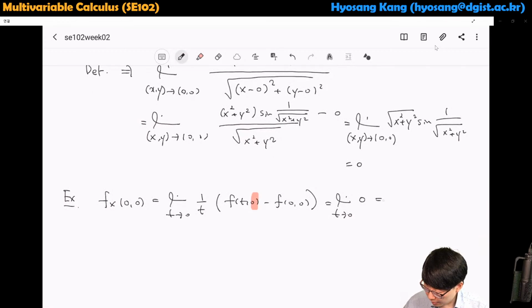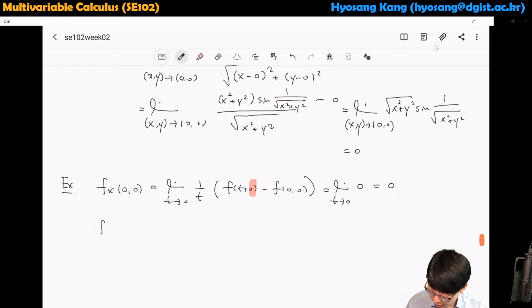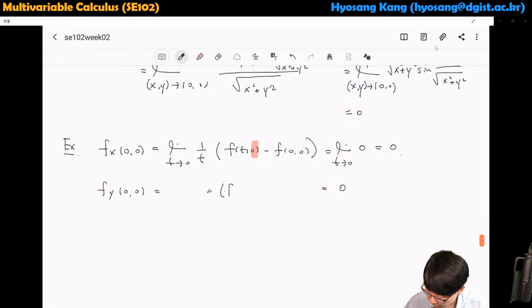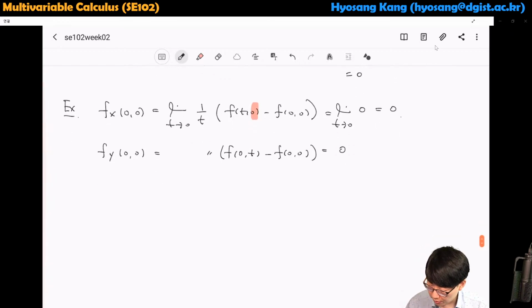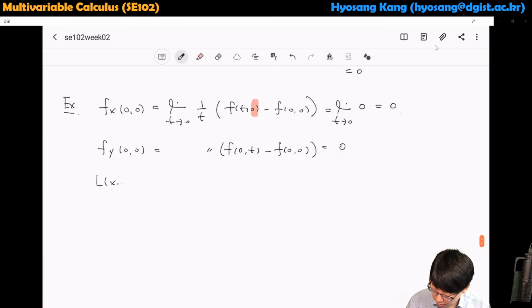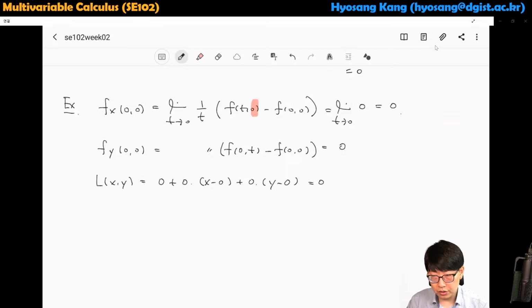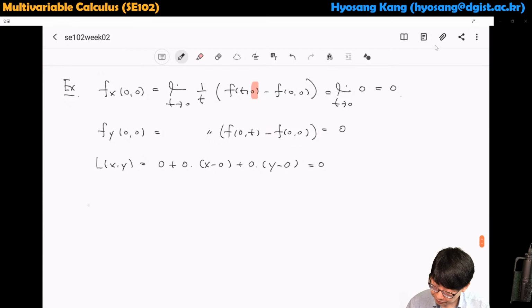So this is the limit of 0, so it's 0. How about f_y(0,0)? That's also 0. I'm sorry, it's similar, not the same: the limit of (f(0,t) minus f(0,0)) over t is also 0. So L(x,y) is 0 plus 0 times (x minus 0) plus 0 times (y minus 0). So the zero function, just the xy plane itself, is a linear approximation.